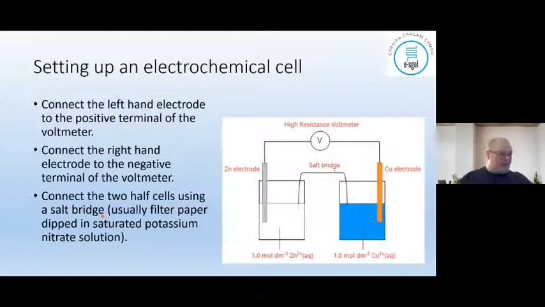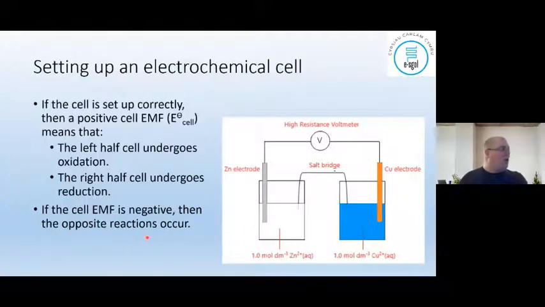If you had the chance to do this experiment before we were all sent home, then you probably used filter paper dipped in saturated potassium nitrate solution. Potassium nitrate is selected because it's unlikely to form any precipitates with any of the other solutions that you could be using, because potassium salts are all soluble and nitrate salts are pretty much all soluble as well. So that's why potassium nitrate is used.